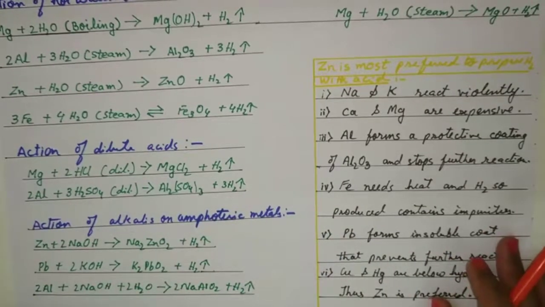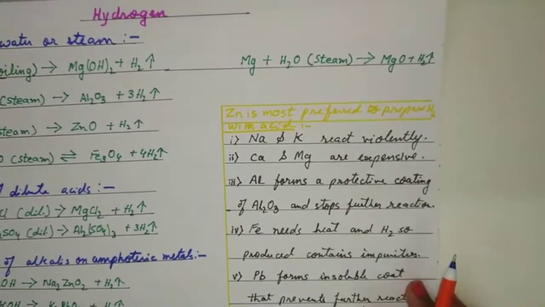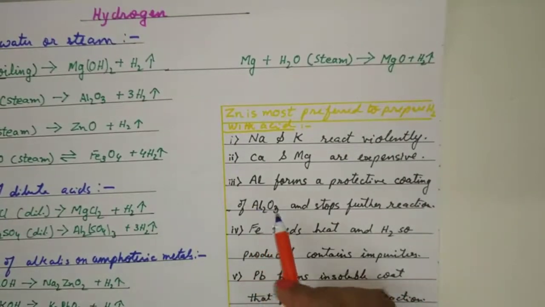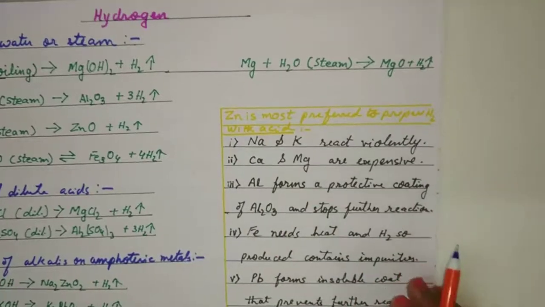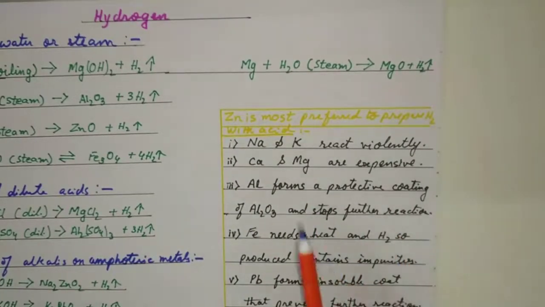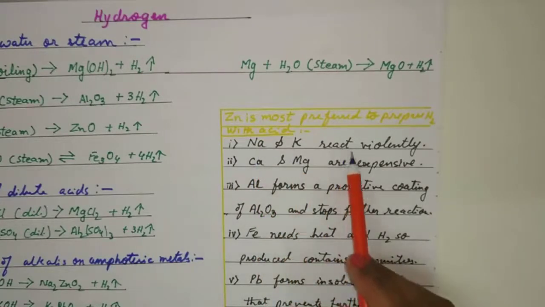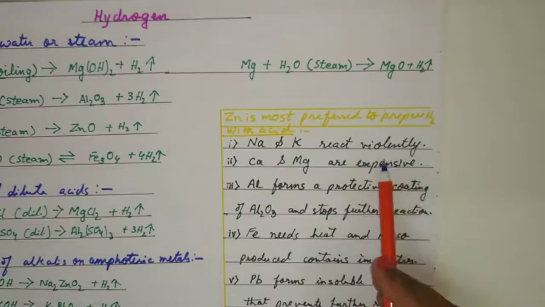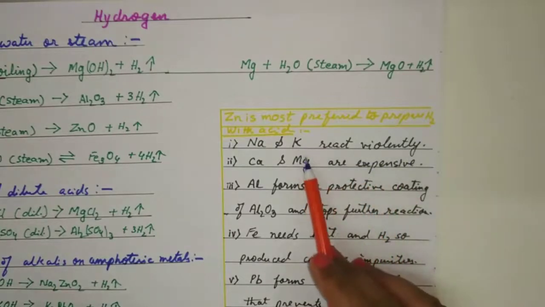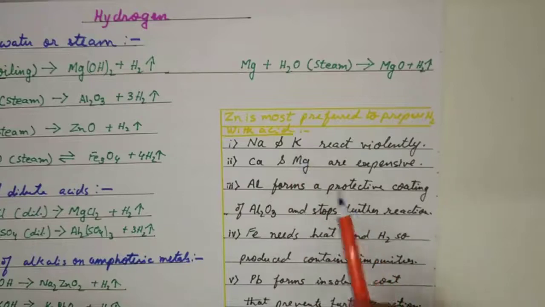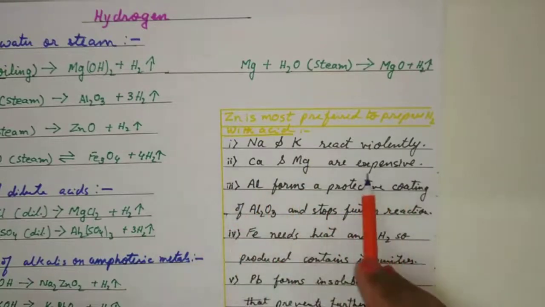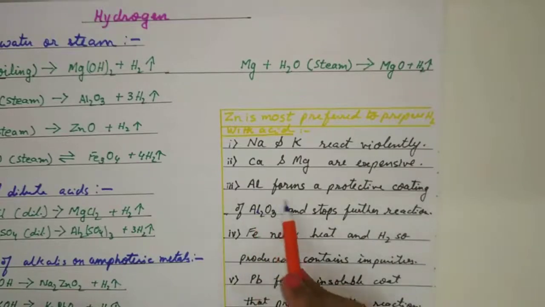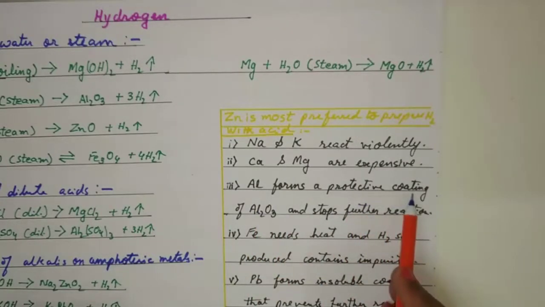Now when we talk about a metal reacting with dilute acid, we should all know why we prefer zinc. The reason is, sodium and potassium react, but so violently that it is very difficult to collect hydrogen. Calcium and magnesium are not preferred because they are expensive. Aluminium forms a very protective coating, alumina Al2O3, over the metal and it will stop the further reaction. The further reaction is hindered.